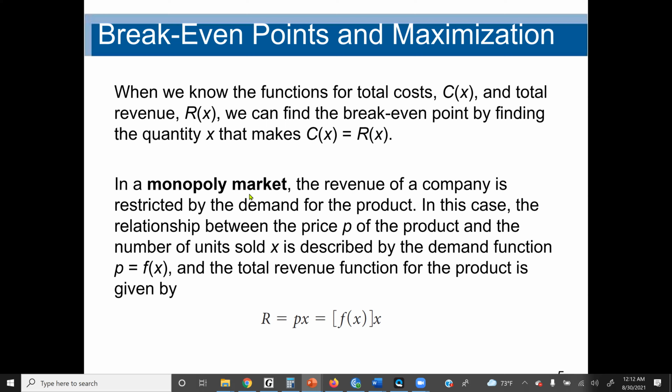So in a monopoly market, the revenue of a company is restricted by the demand for the product. So in this case, the relationship between the price P of the product and also the number of units sold x is described by the demand function, P equals f of x. And the total revenue function for the product is given by R equals P times x, which is f of x times x. Again, P will be the price and x will be the number of items sold.